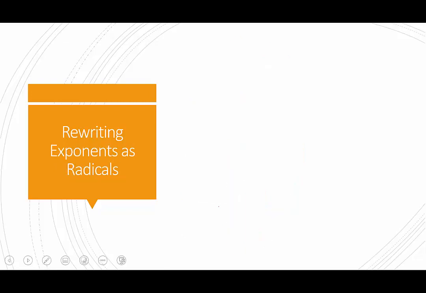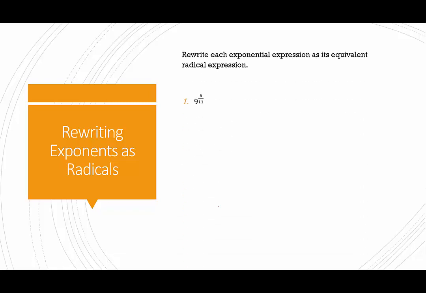Okay, now we're going to do the reverse as promised. We're going to write exponents as radicals. So we're going to rewrite each exponential expression as its equivalent radical expression. 9 to the 6/11ths. This means we have an index of 11, and then it would be 9 to the 6th. And if it was smaller, I might compute it, but it's not, so I'm just going to leave my answer like that.